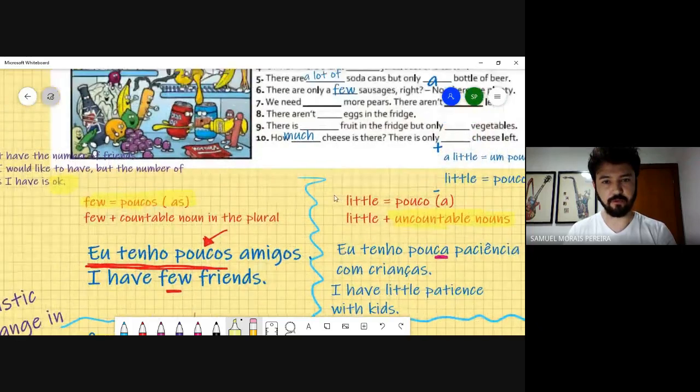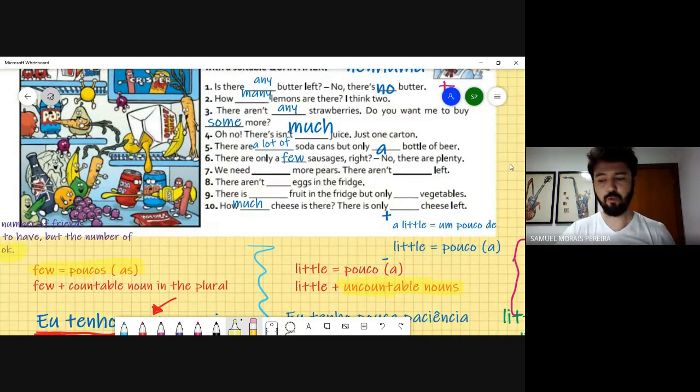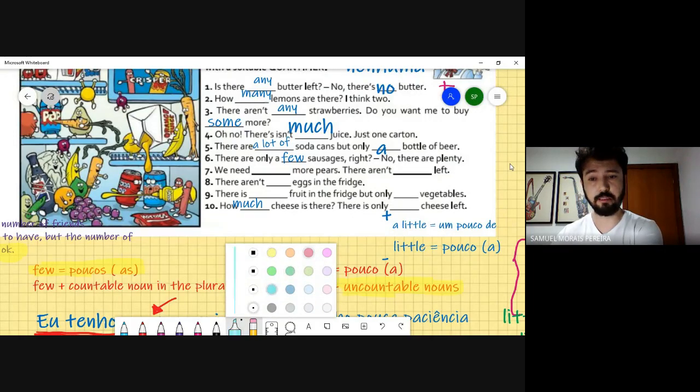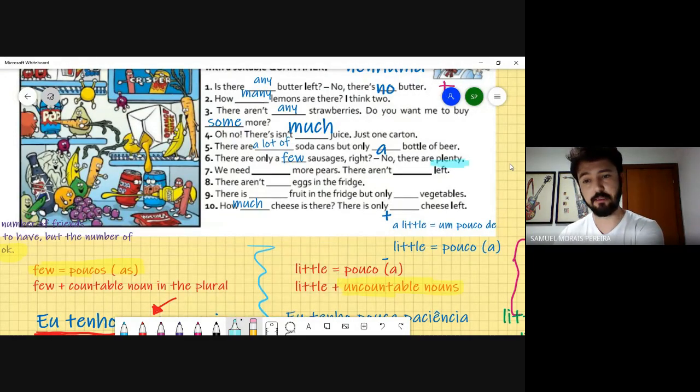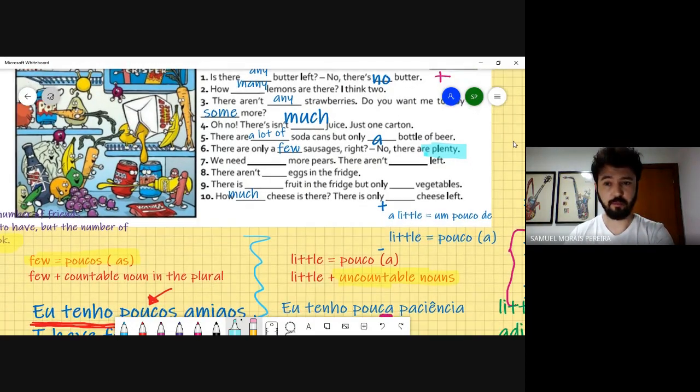Moving back here to the exercise, I have, so there are only a few sausages, right? No, there are plenty. The word plenty is another word that is used to express quantity in English, okay? And plenty is translated as muitos ou muitas, muito no singular também, ok? So plenty também é muito ou muita, tá bom? I'm gonna talk about the word plenty in our next class.